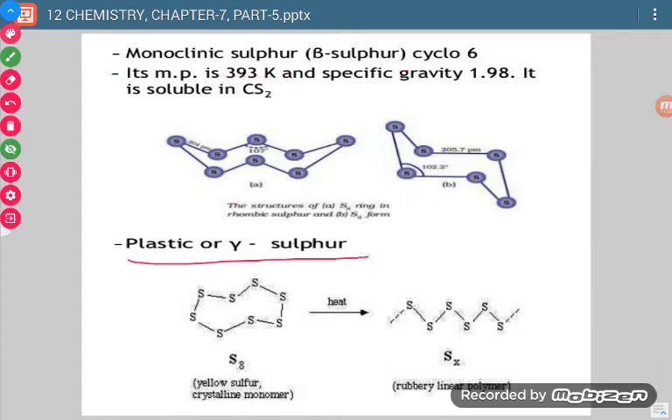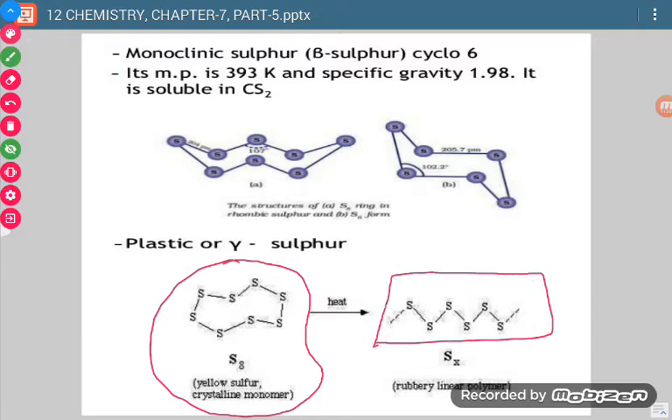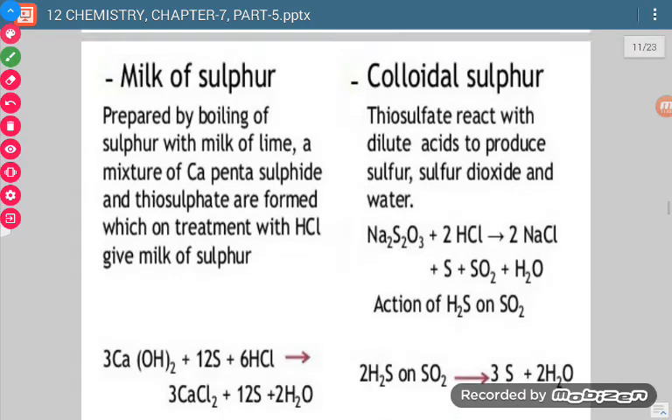Similarly, the third type of sulfur is plastic sulfur or gamma sulfur. It has a zigzag structure. Now how is it obtained? When we heat yellow sulfur, it gives a zigzag form of sulfur and that sulfur is called gamma sulfur. It is like a rubbery linear polymer, so we say it is gamma sulfur.